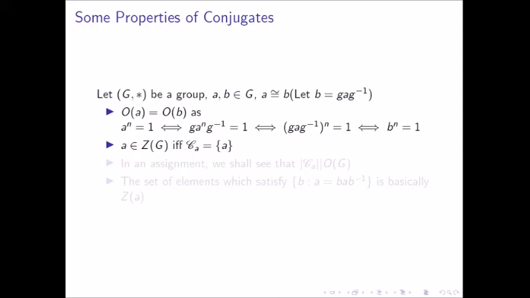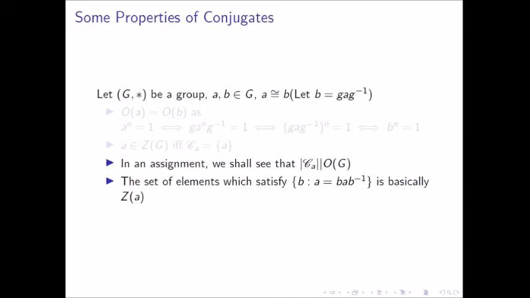The next property says that A is in the center if and only if the conjugacy class of A is a singleton, that is A itself. This is easy to see, as if it's A itself, then gAg inverse is equal to A because it's in the conjugacy class and there is no other element other than A over here. So gAg inverse is equal to A for all g, so gA is equal to Ag. And A commutes with all g's, hence it's in the center. In an assignment, we'll show that the conjugacy class of A has an order dividing the order of the group.